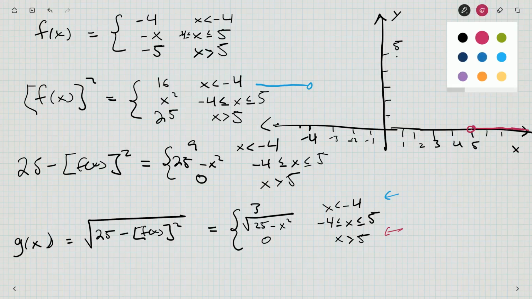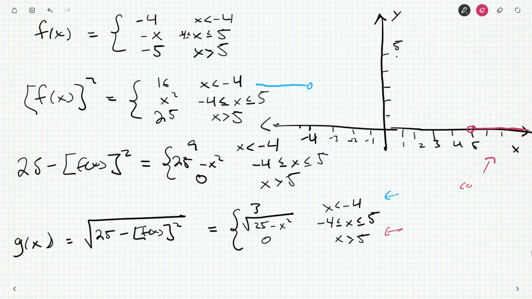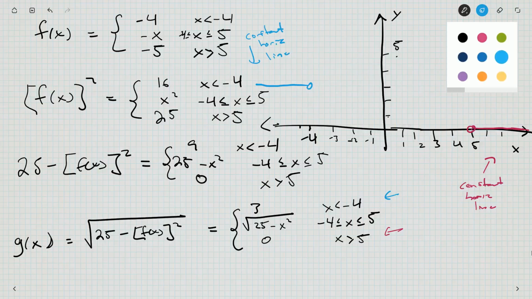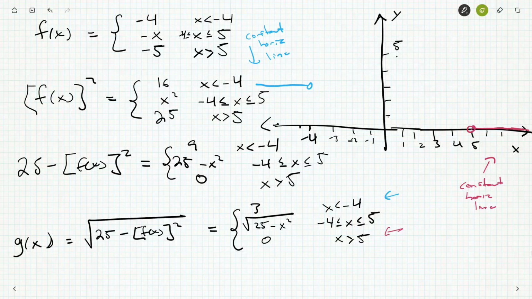And they asked us to describe these parts. I would say, constant horizontal line. And I would also say up here, constant horizontal line. Really nothing else I can do to describe those. It's the middle bit that's interesting.